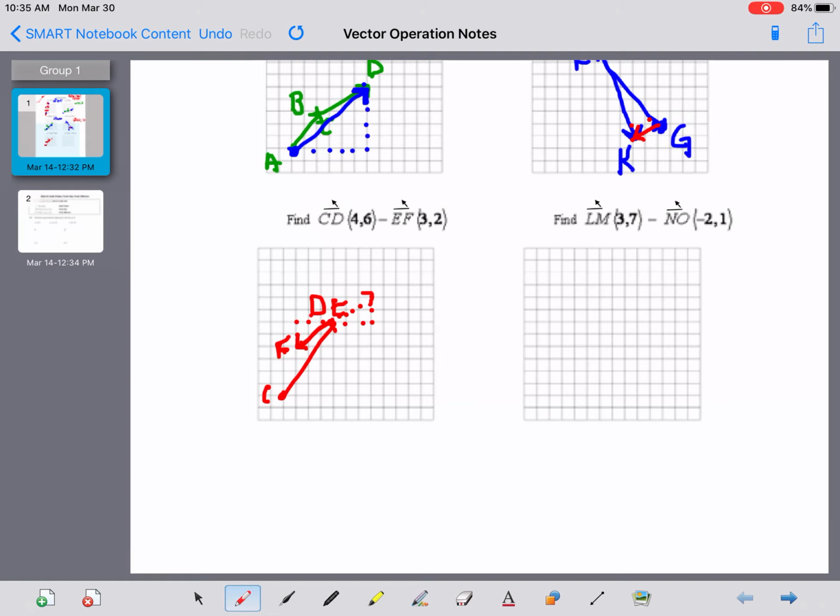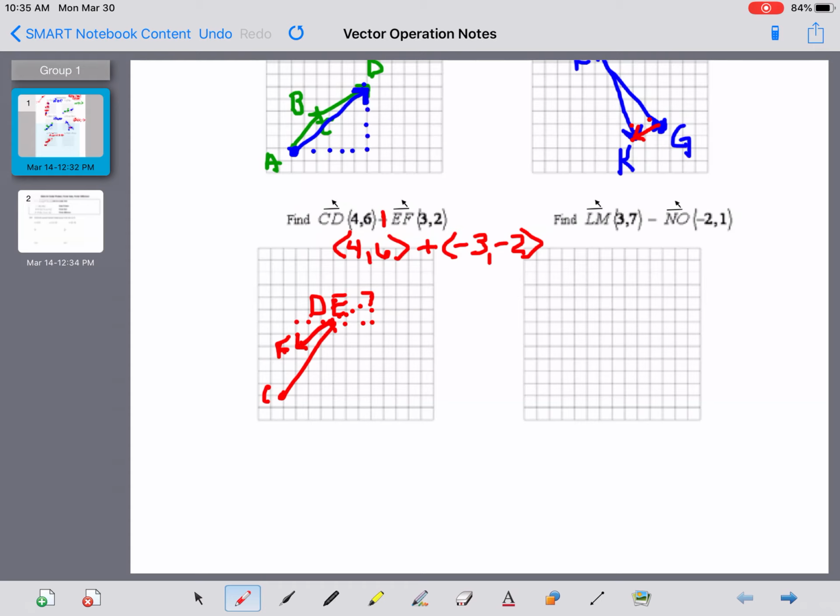If you remember, subtraction is add the opposite. We could rewrite this problem as 4, 6, changes to add the opposite, which would be negative 3, negative 2. Which is the same as moving left 3 down 2, which if you look at my graph, that's what I really did when I went from E to F, is I moved left 3 down 2.